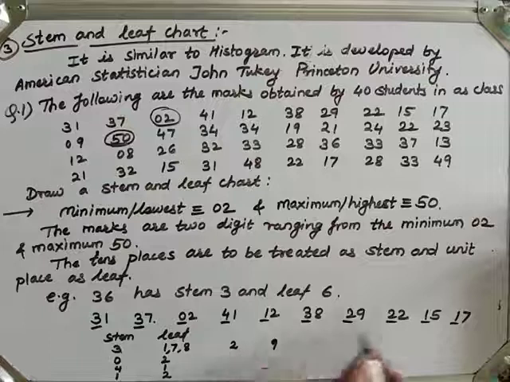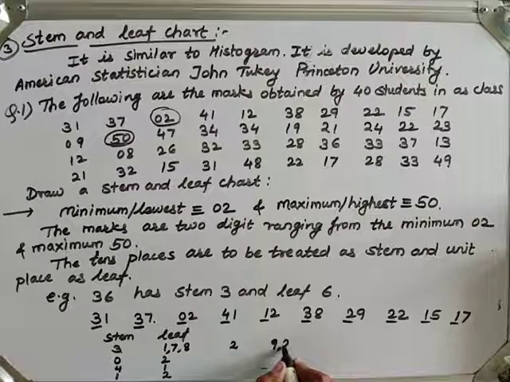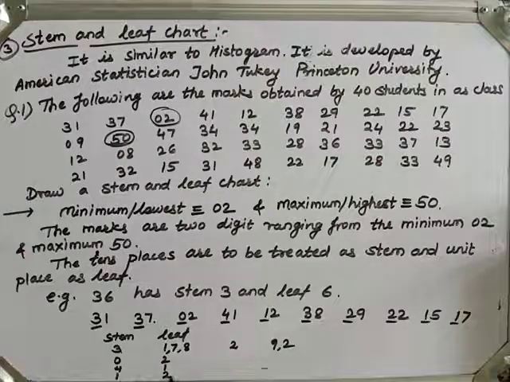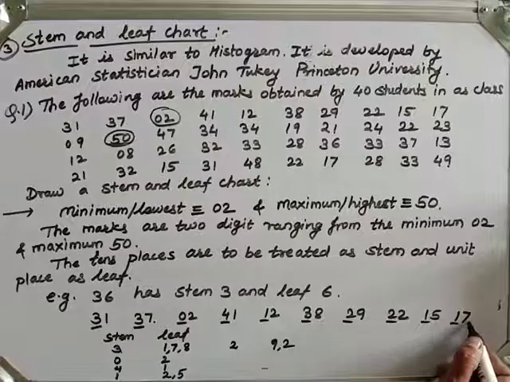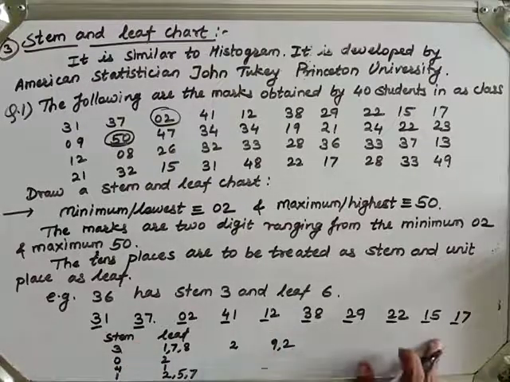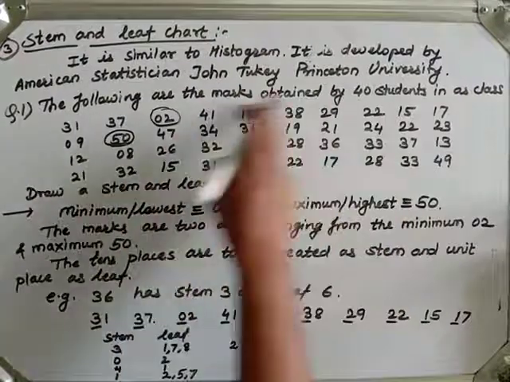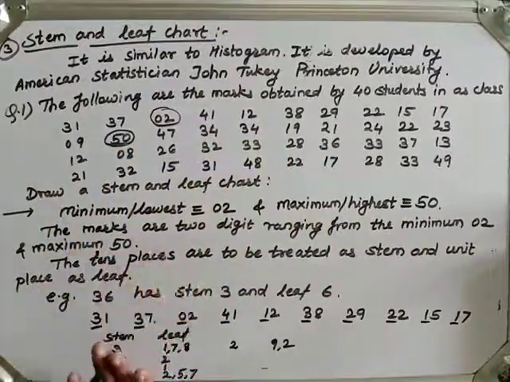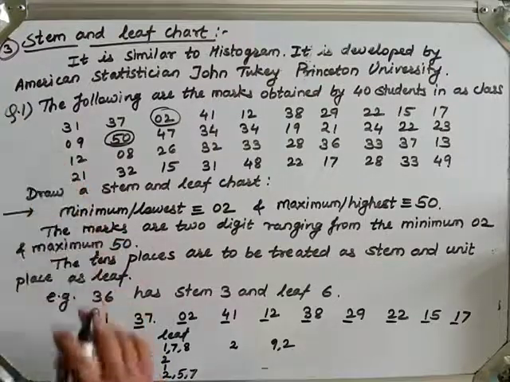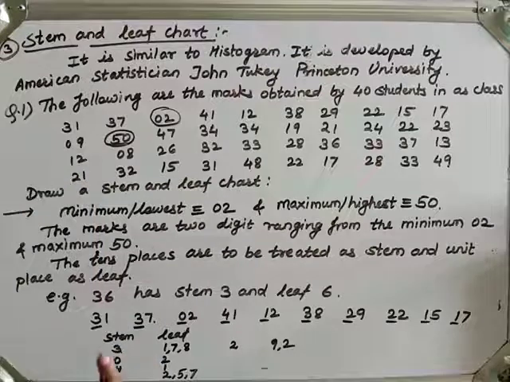Again stem is 2 and the leaf is 2. So comma and 2 is here. Again stem is 1 and leaf is 5. So 1 is already written, so do a comma here and write down 5. Again stem is 1 and leaf is 7. So here again comma 7. As such we have to write this. So for all the data we will prepare only one stem and leaf chart. Instead of tally marks and a class interval, we write here stem and leaves.